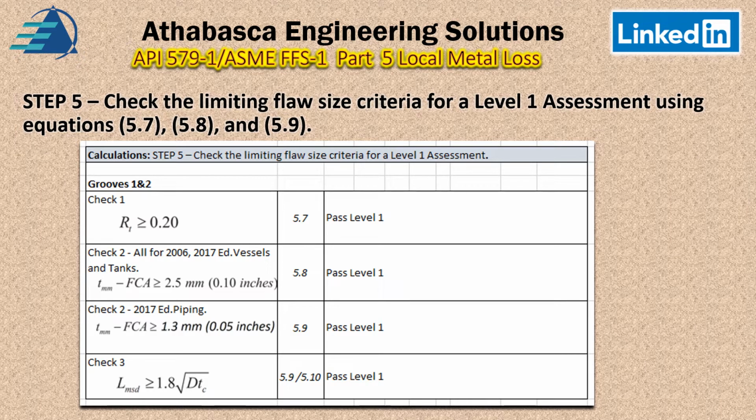And the last one is we're going to look at the distance from our weld discontinuity. And in that case, we're good. In the earlier version, 2007, excuse me, we're following 5.9, and in the 2017 we're following 5.10.